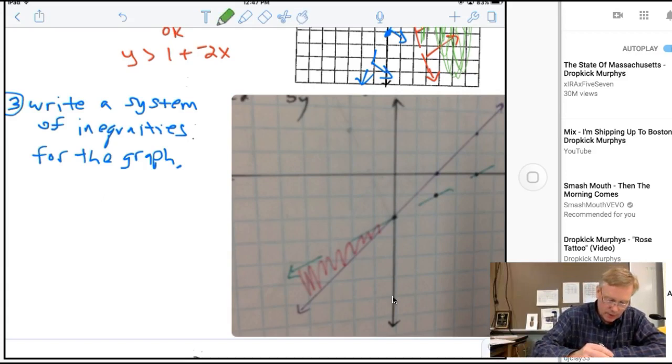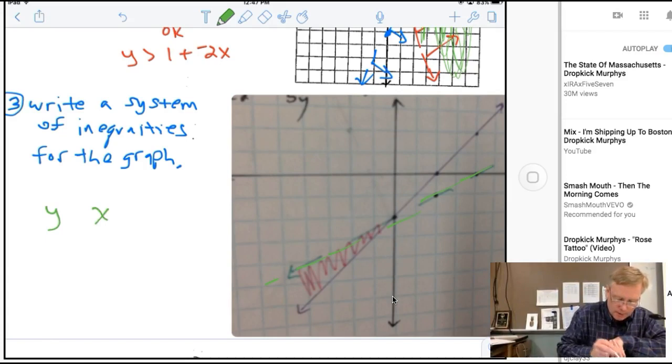I'm going to start with this green line here. You can see it's right here. All right, that's the green line. So I got to come up with the equation. I got y, I got an x.